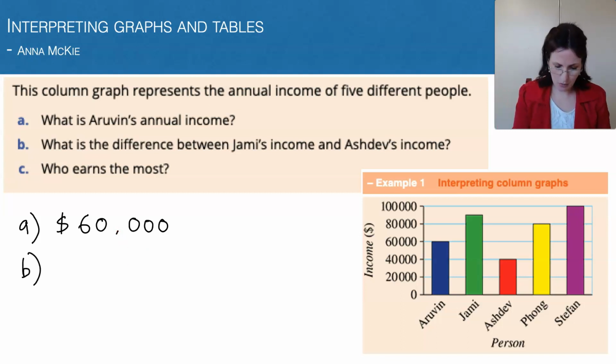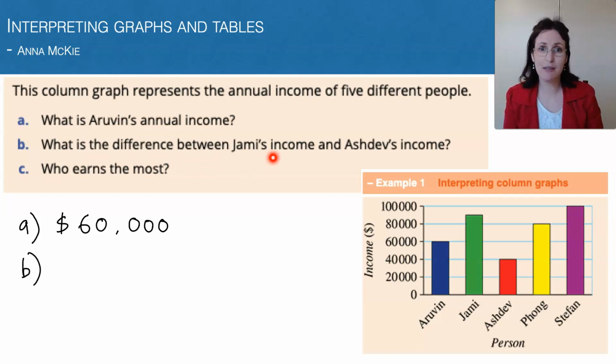Part B, what is the difference between Jamie's income and Ashdev's income? So let's have a look over here first. Where is Jamie? That's the tall green column. And Ashdev, the shorter red column. And what does difference mean in maths? What operation do we need to do? A subtract. So you need to do the biggest number, subtract the smallest number. Which is the biggest number out of these two? The green one. So let's read up and see how much that is.